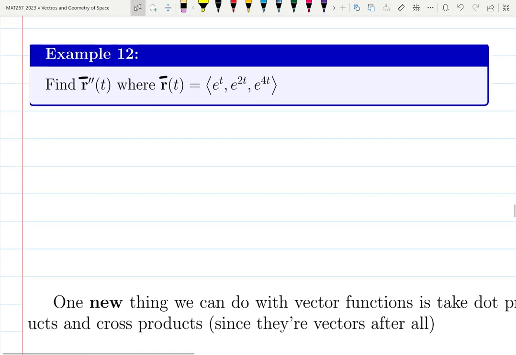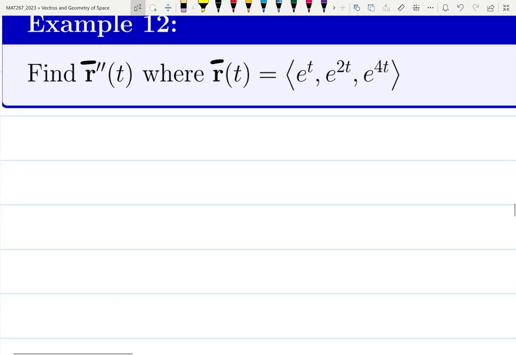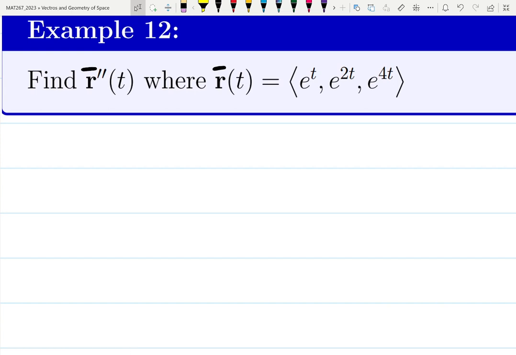Very upsetting. Let's practice finding the second derivative. Okay, fine. Let's quickly find the second derivative. Find r prime prime if r is e to the t, e to the 2t, e to the 4t. That is just reminding you of the chain rule, because I think you don't remember that.